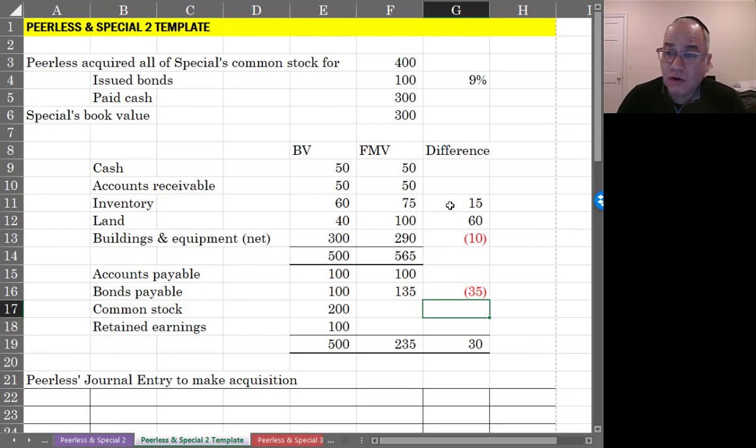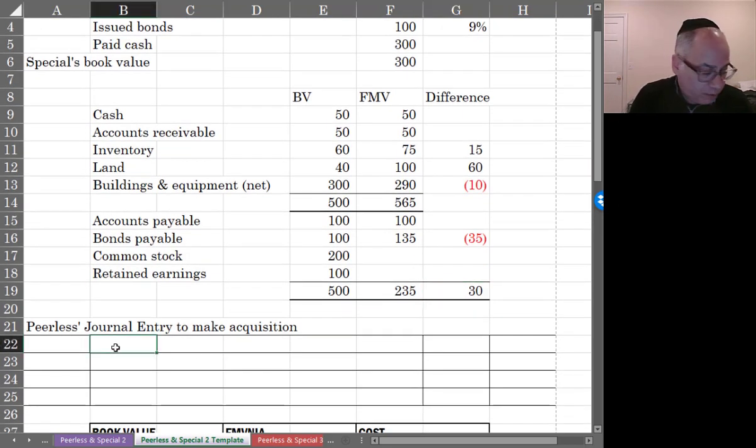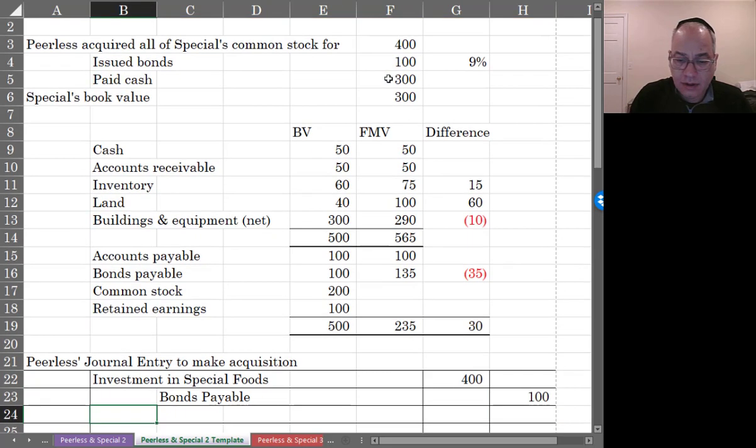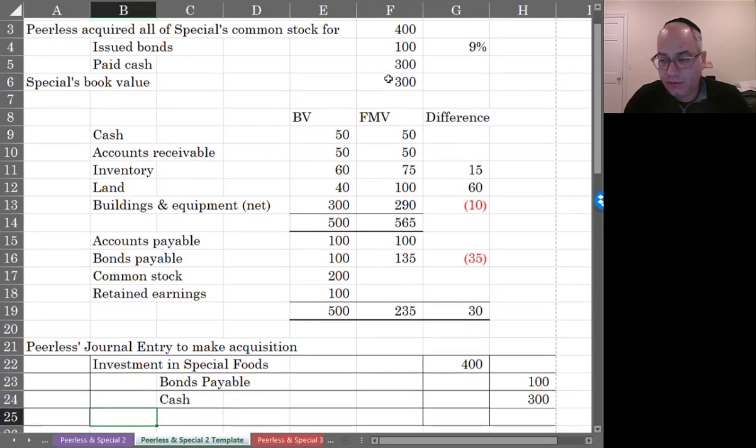So these are all of the differences here. This is what would account for the differential, except perhaps if there is some goodwill. And they add up to $30,000. So the journal entry for Peerless to record the acquisition would be to debit investment in Special Foods for the amount of money paid, which is $400,000. Credit bonds payable for $100,000, and credit cash for $300,000.